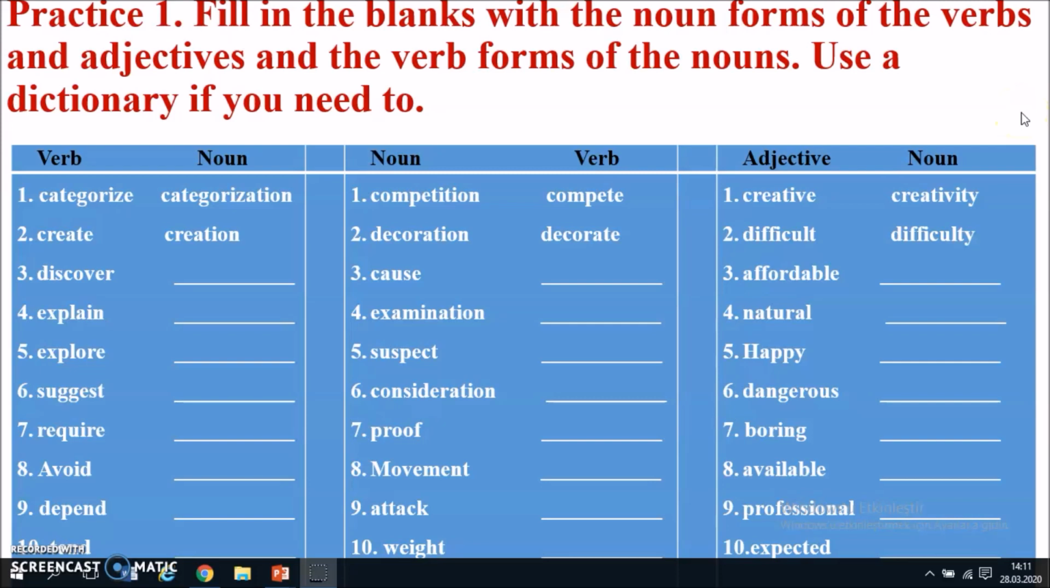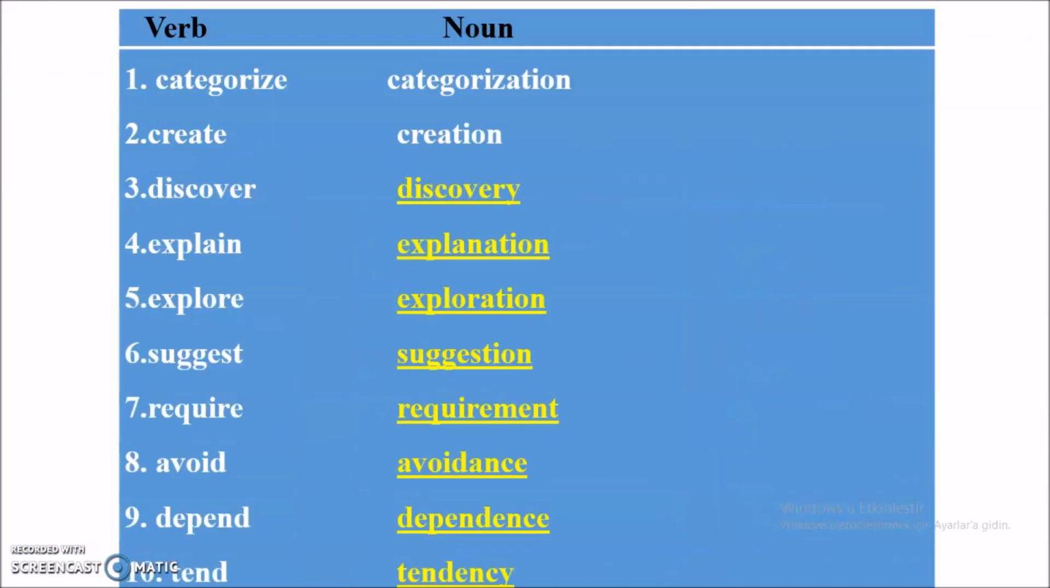Hello again. So this is the practice part of the rewriting and nominalization handout. We will look at the tasks together and go over them all together. So this was practice 1. We have 3 different columns, and in each column we are supposed to change the forms of the words. In the first chart we are given the verbs and we will change them into nouns. So this is the answer key. Please check your answers.